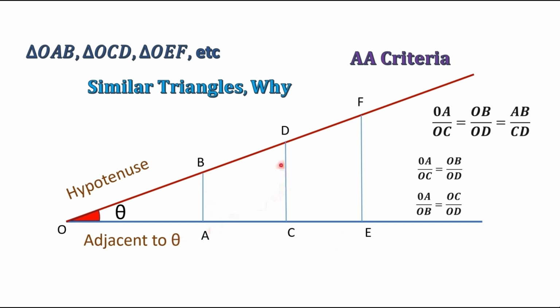And when we check AB, CD, EF, right? It is just opposite to theta, right? So we are calling it opposite to theta, opposite to theta, opposite to theta. We just named it, okay?